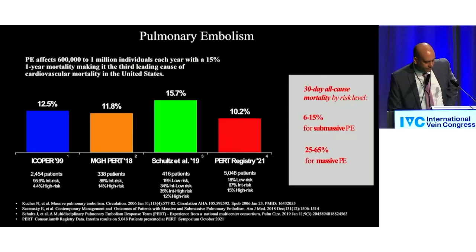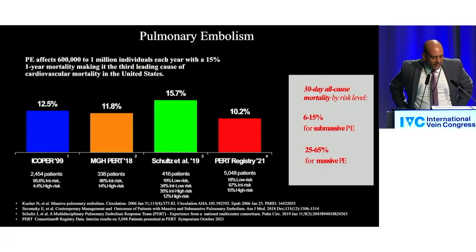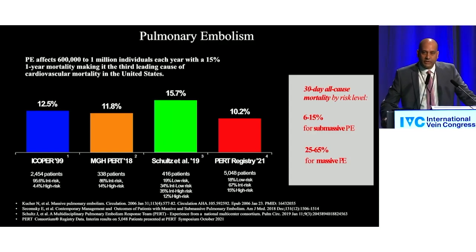I think we all know PE affects almost 1 million people each year. And depending on whether you're looking at submassive or massive PE, you can see the mortality rate at 30 days is pretty significant. And this is the reason why everybody's trying to figure out, what do we do with this?